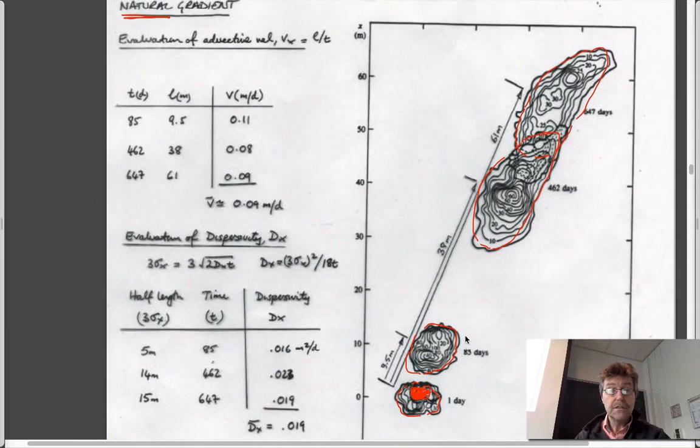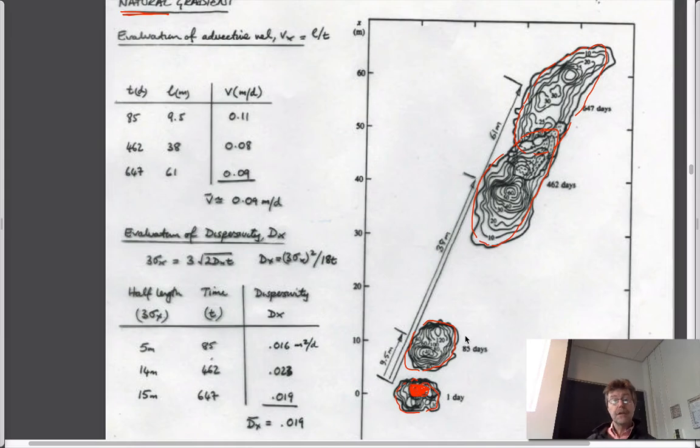So what do we need to get? What can we get from this? We know that it's traveled 9.5 meters in 83 days. Velocity is equal to length over time. So this is equal to 9.5 meters over 83 days, whatever that is in seconds or otherwise.